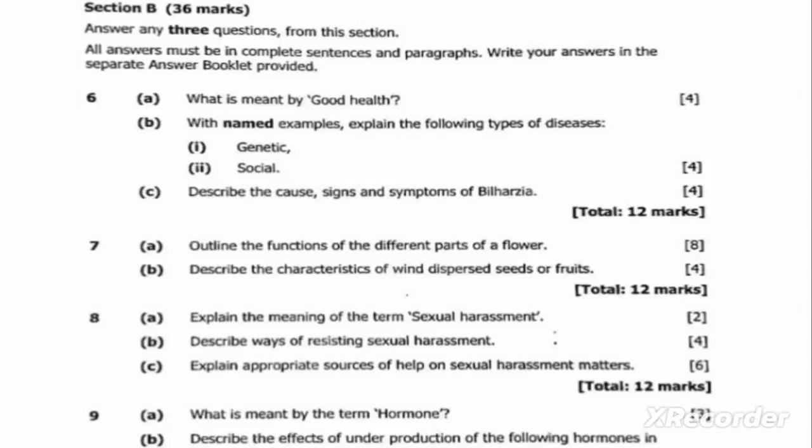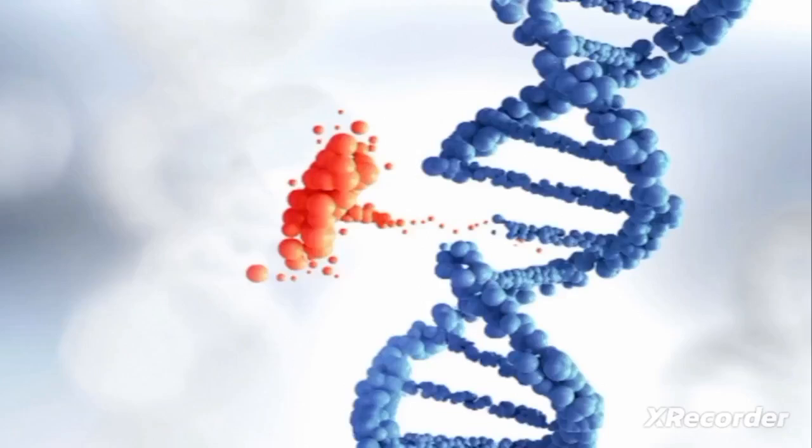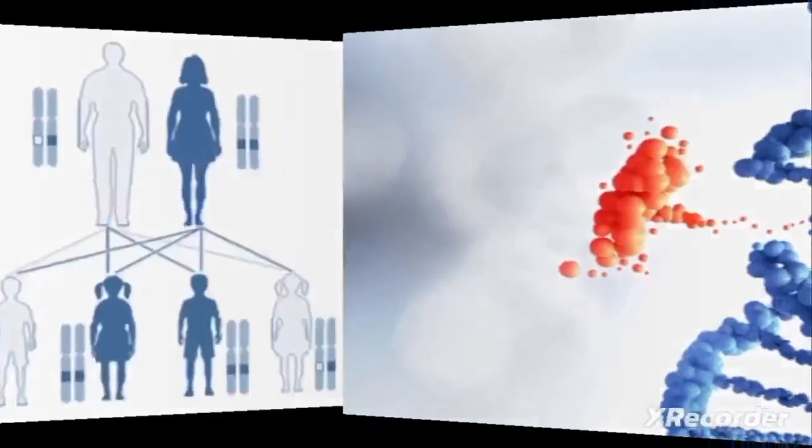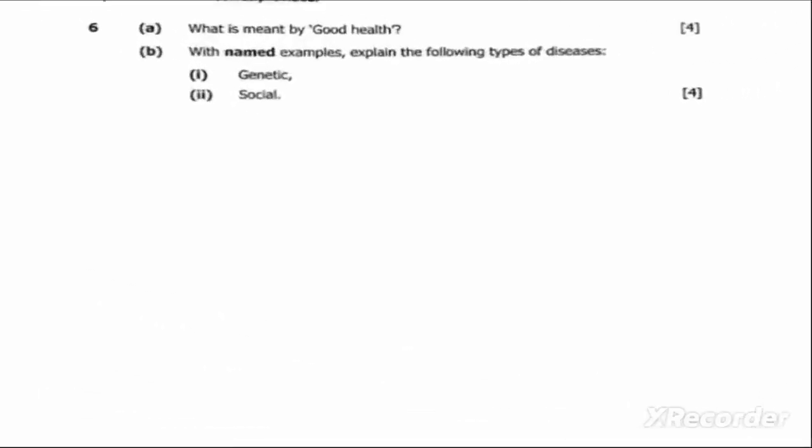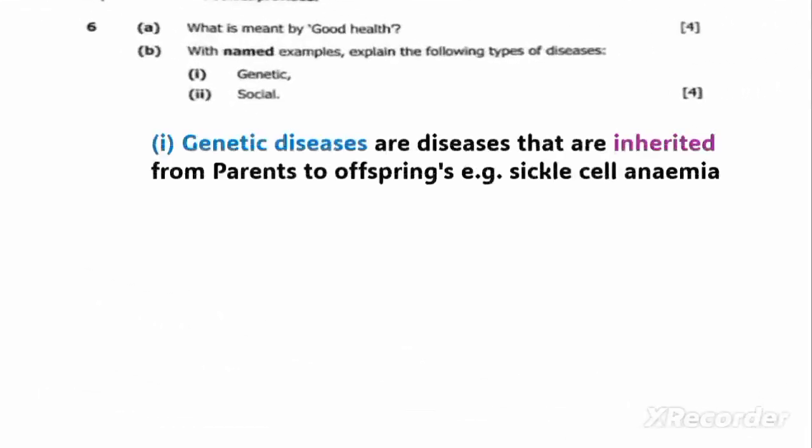So we are going to start with the genetic diseases. Genetic diseases are diseases passed on from the parents to the child. So these are types of diseases we inherit from our parents. Therefore, we are going to say genetic diseases are diseases that are inherited from parents to offspring. For example, sickle cell anemia is an example of inherited disease. Albinism is an example of inherited condition.